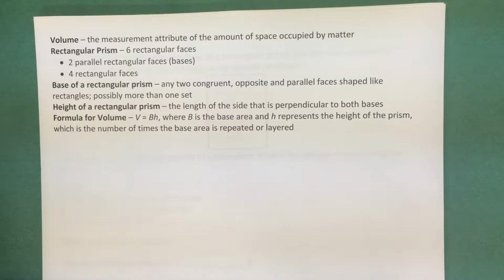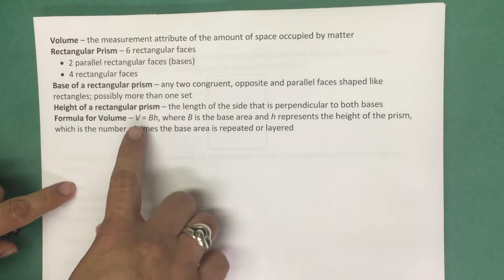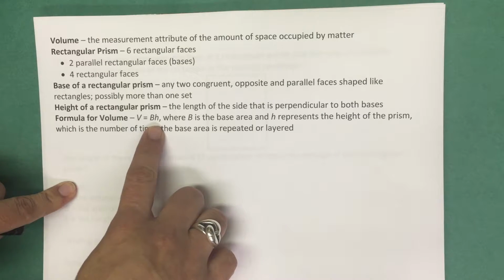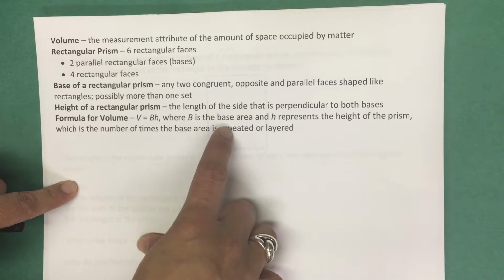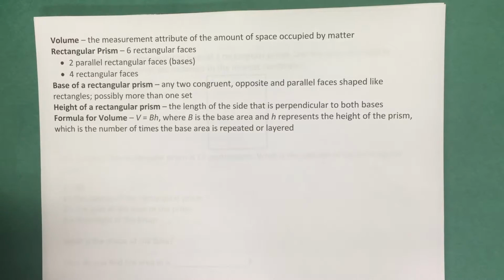The height of a rectangular prism is the length of one side that is perpendicular to both bases. The formula for the volume of a rectangular prism is V equals big B times H, where the capital B is the base area and H represents the height of the prism, which is the number of times the base area is repeated or layered. So let's go back to the problem.